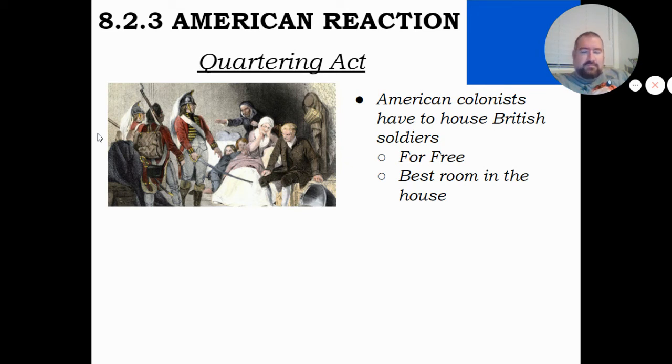Still not done yet, though. You also have to feed these soldiers for free. And this is not just, okay, they get a place at the table when it's dinner time. This is, you have to feed them when they want to be fed. You have to feed them as much as they want to be fed. And you don't get paid for it. So one more time, if these soldiers stagger in drunk at 3 o'clock in the morning and they say, hey, wake up, we're hungry, it's dinner time, you have to make them as much food as they want at 3 o'clock in the morning.